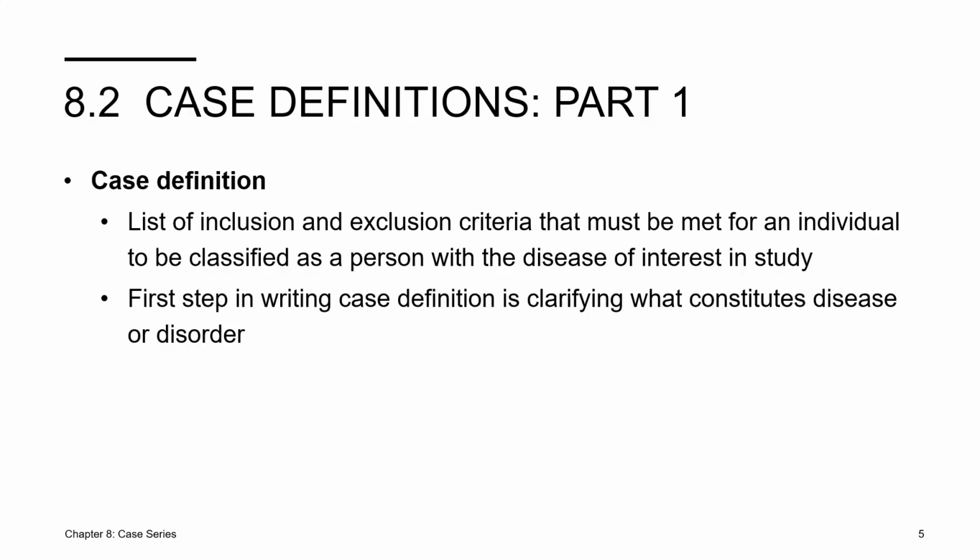Section 8.2 goes over case definitions. Whenever you have a case series, you have to have a specific definition of what patients are considered cases. The case definition is a list of inclusion and exclusion criteria that must be met for an individual to be classified as a person with the disease of interest in the study. So you want to write down this case definition and make sure that it clarifies what constitutes the disease or disorder.